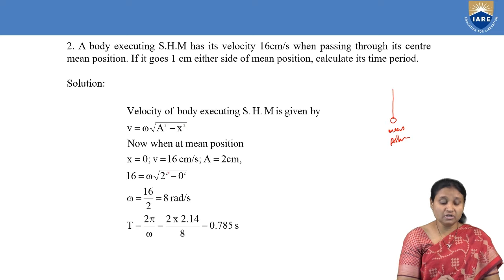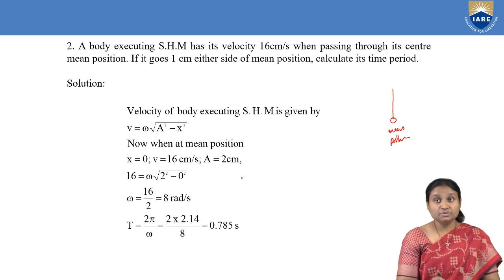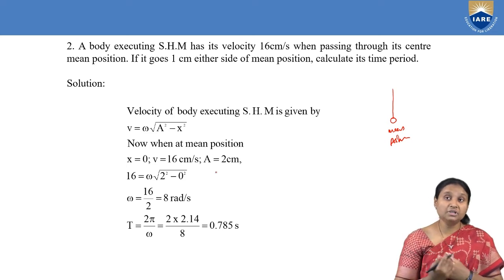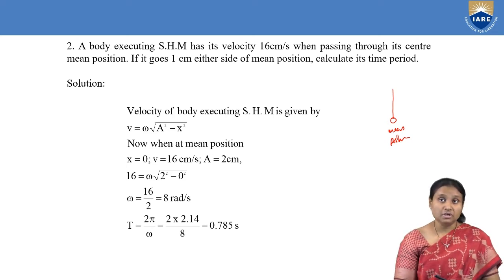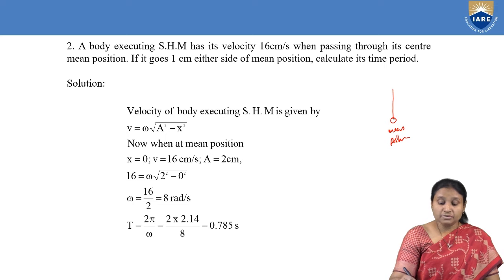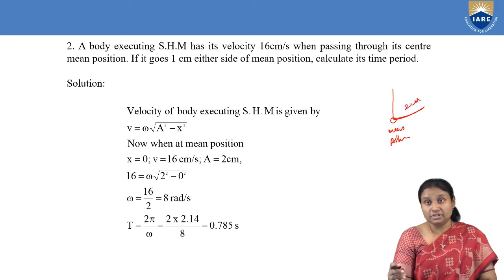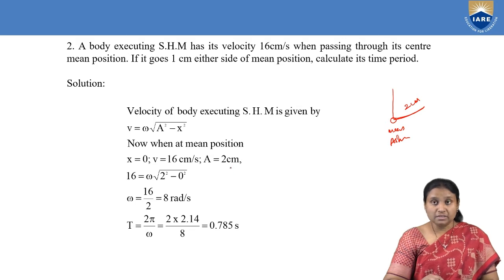then here, of course, when it is at the mean position, velocity is 16 centimeter per second and amplitude is 2 centimeters because it is moving 1 centimeter on either side of the mean position. So here, what is the amplitude? It is going and then coming. So that's why 1 centimeter, 1 centimeter. So amplitude will be 2 centimeter, the maximum distance covered.